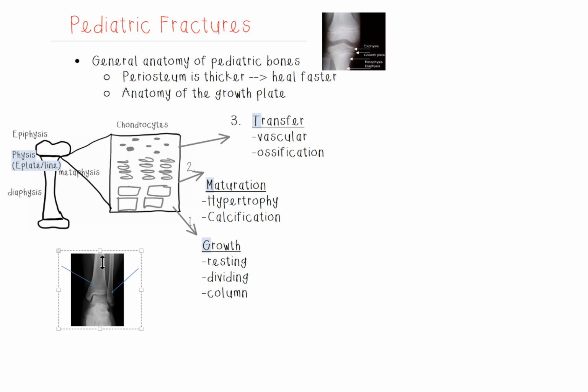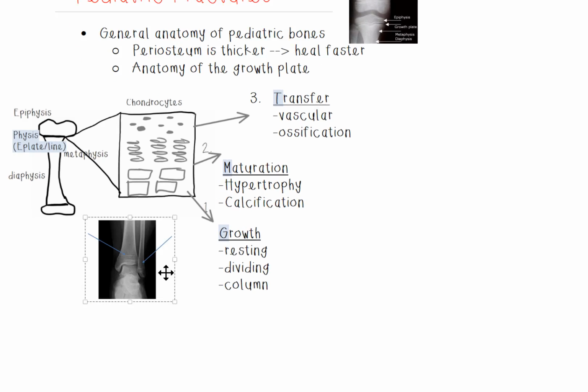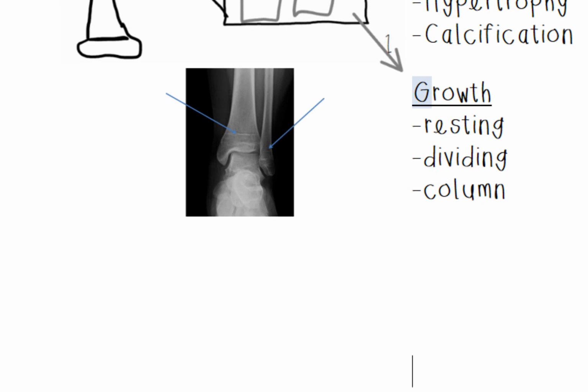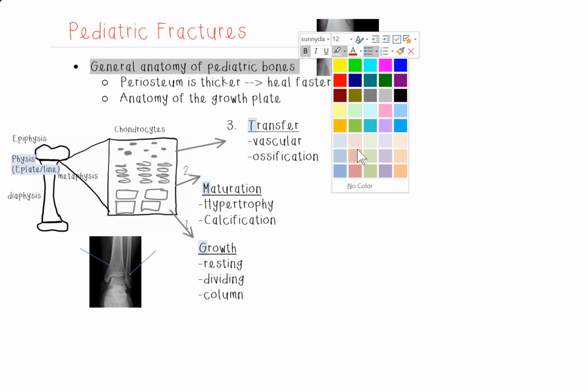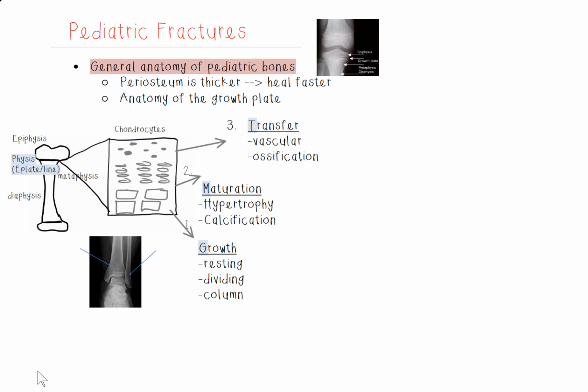So watch for that. Here's another x-ray of the growth plate officially closed. So it's actually a radiodense line. So it's going to be a bright white line. It's not a fracture, because a fracture would be more of a black line. It is a closed growth plate.